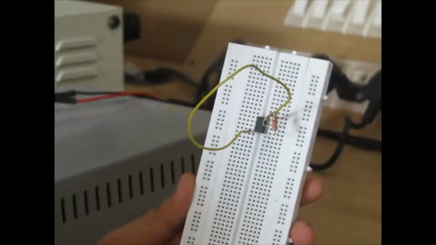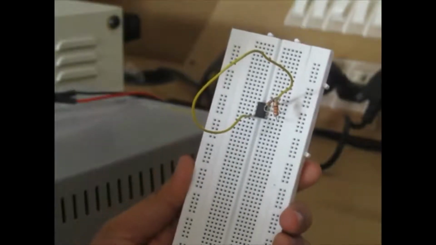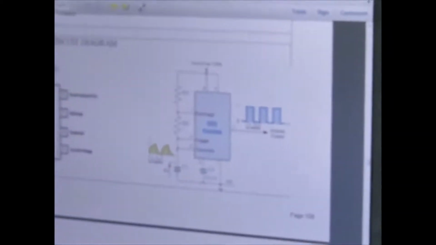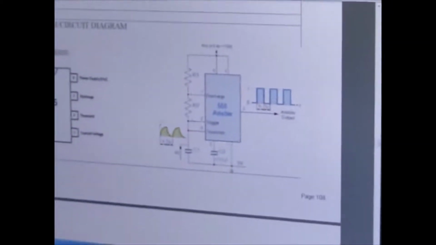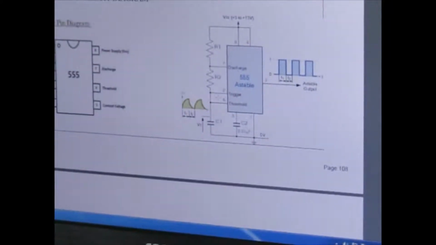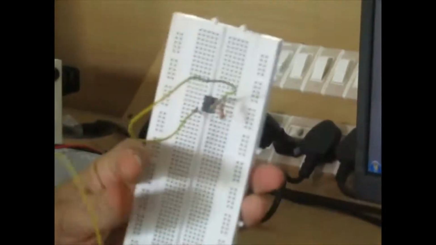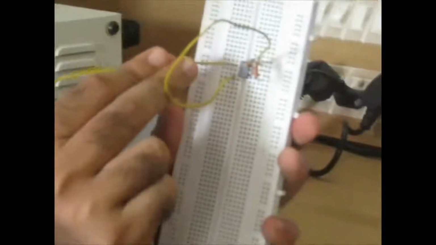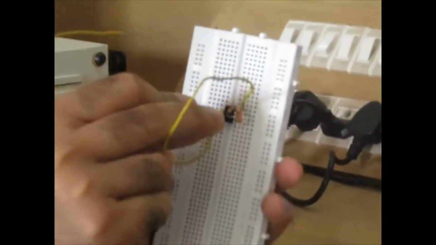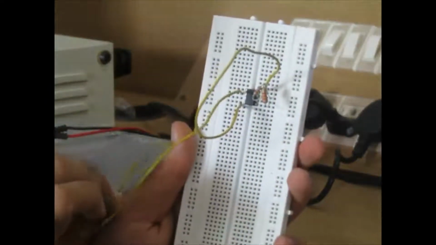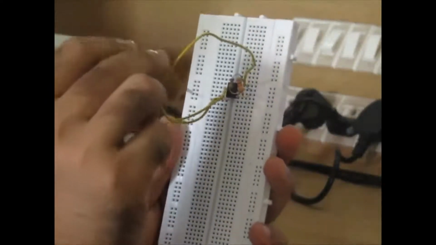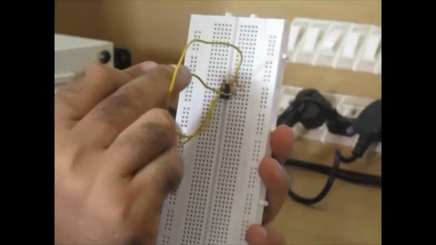Next one, from either pin number 2 or pin number 6 you can connect the capacitor, but you can see that here pin number 2 and pin number 6 are shorted. So for that again I will use a piece of wire and I will short them. This is my pin number 2, that will be connected with pin number 6.